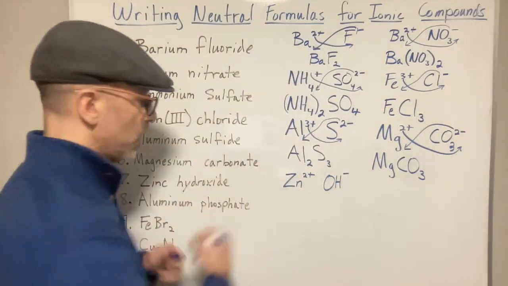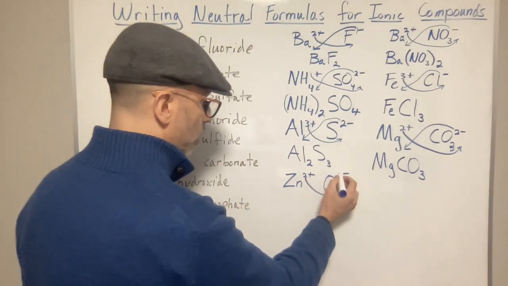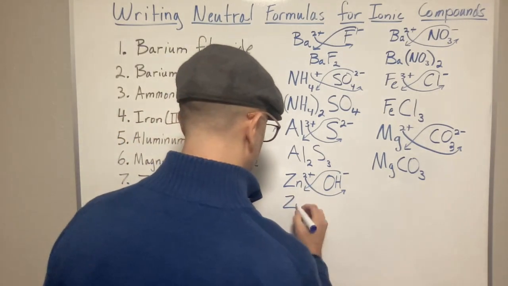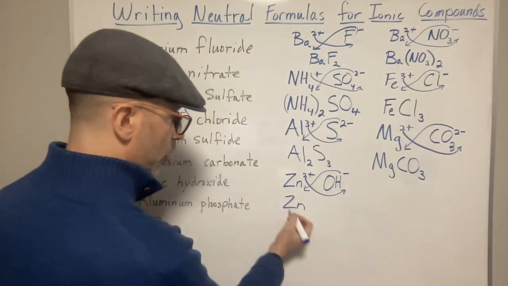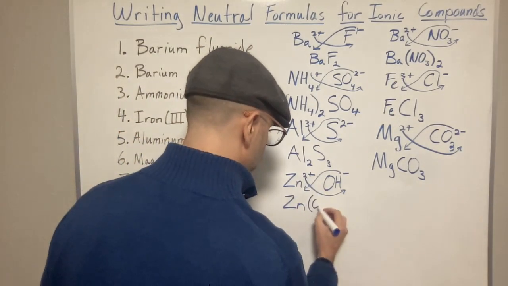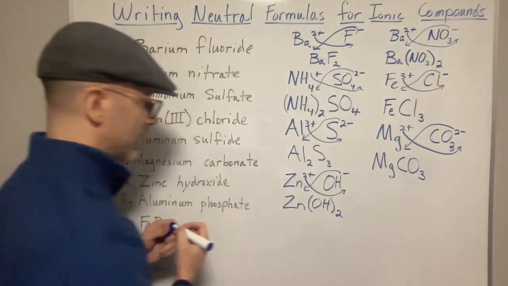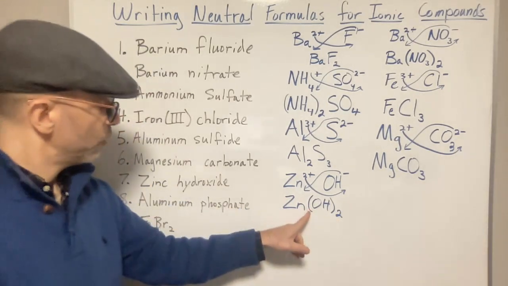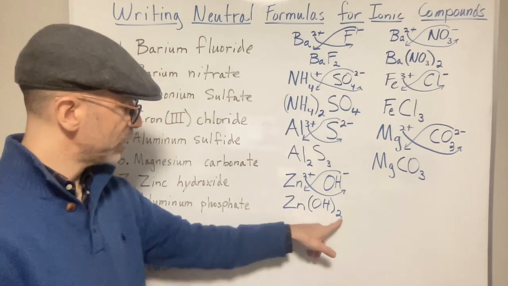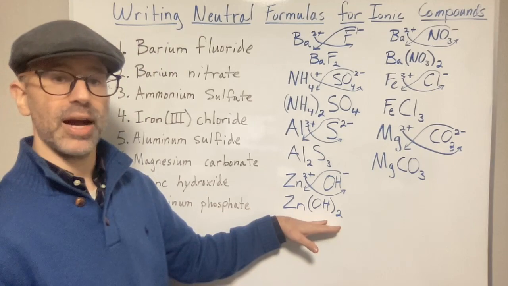And now we do our crisscross. So here, the 2 is going to be a subscript there. The 1 is going to be a subscript there. And so we're going to write zinc with just 1. We don't write the 1s. And then the 2 for the polyatomic ion. Since we have 2, we're going to have to put our polyatomic ion in parentheses and put the 2 on the outside. And so we can see that the 1 here and the 2 are lowest whole number ratio, so that's not reducible. So this is our formula for zinc hydroxide.